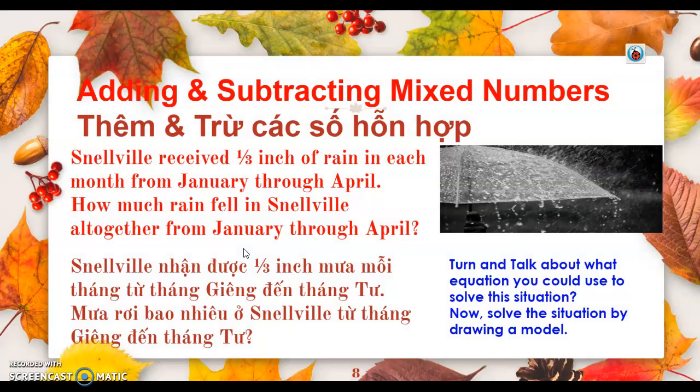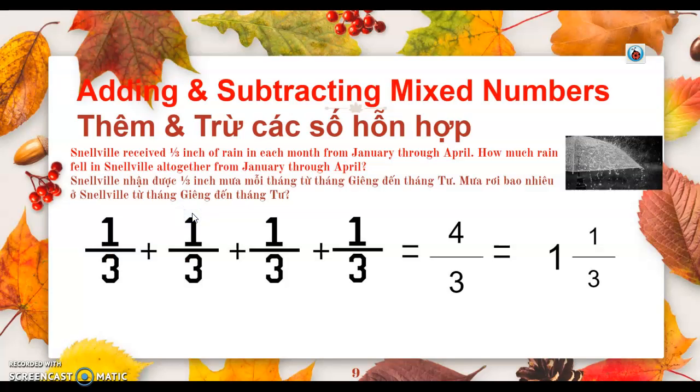All right, guys, now we're going to solve it. I want you to pause the video and solve the problem. Okay, if we solve it, it will look like 1/3 plus 1/3 plus 1/3 plus 1/3: 1/3 for January, 1/3 for February, 1/3 for March, 1/3 for April, which would give us 4/3, which is equal to 1 1/3.